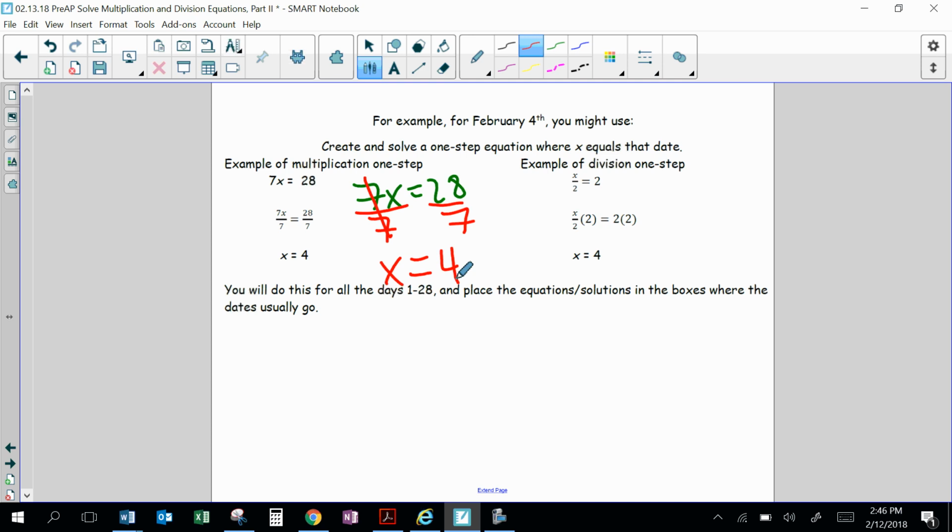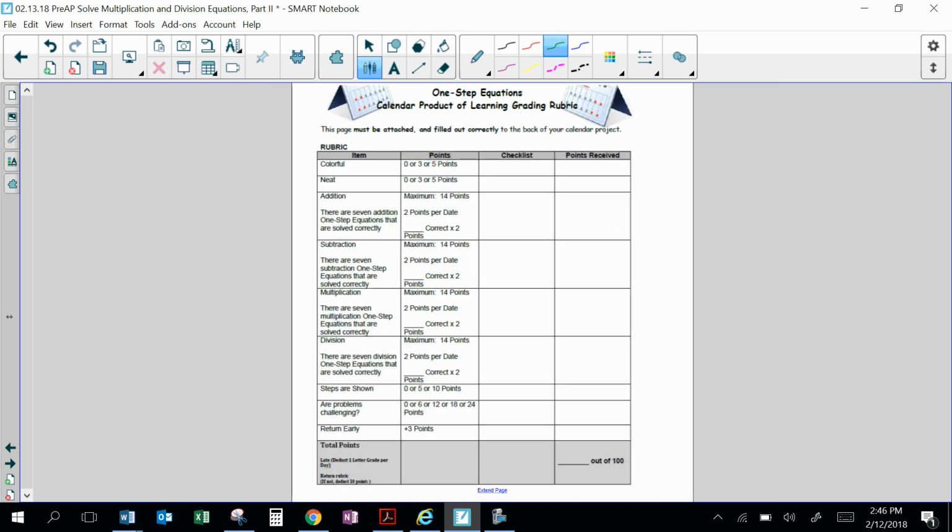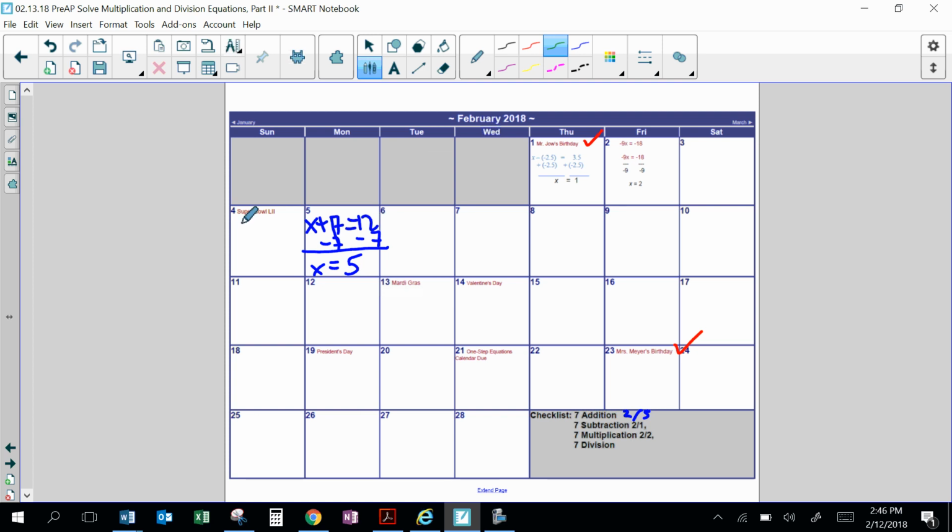But I'd rather copy the next one. x divided by 2 equals 2. What's the inverse of divide? Times 2. Times 2. It cancels. x equals 4. I would copy this exactly onto the 4th day, which is Super Bowl day. So I times 2 on both sides, x equals 4. Notice how the solution is equal to the day. So this is February 4th. It was a division problem.